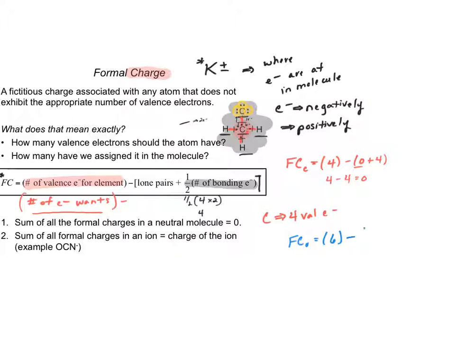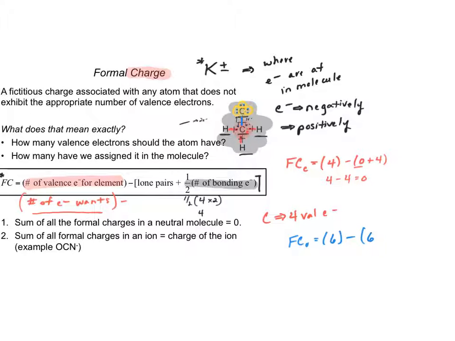Now we're going to subtract from that all that it actually has in the molecule. It wants 6, but how many does it actually have in this molecule? Oxygen has 3 lone pairs of electrons, right? And each of those electrons we're going to assign to oxygen because they sit on oxygen, okay? So 2 times 3 is 6, or you can just go around and count them. This is 6.